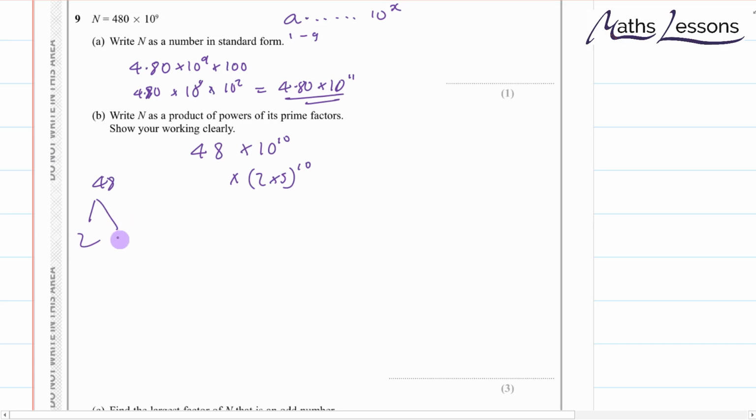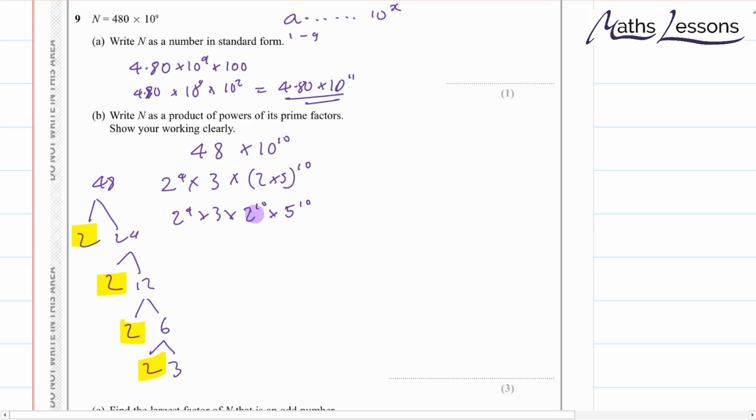So I'm going to prime factorise the 48. 2 goes into that 24, 2 goes into that 12, 2 goes into that 6, 2 goes into that 3. So I've got 1, 2, 3, 4 powers of 2 coming into this. So I've got 2 to the 4 times 3. Now if I do these both to this power of 10, I've got 2 to the 10 times 5 to the 10. And then I combine the 2's to get 2 to the 14 times 3 times 5 to the 10 is my final answer to this question.